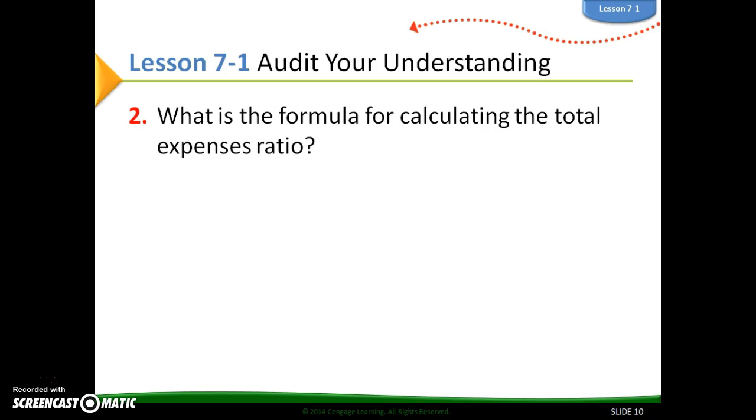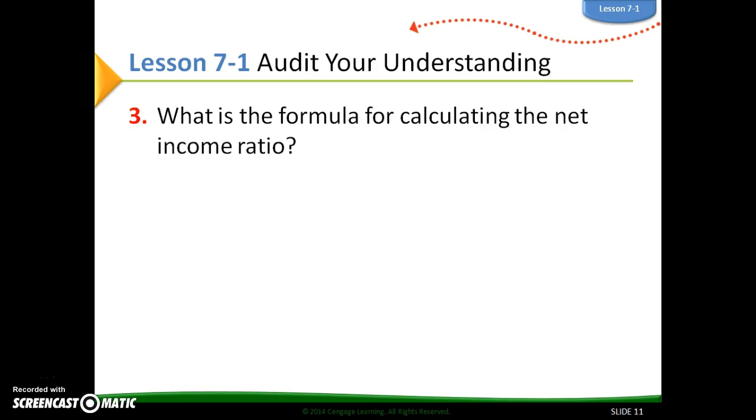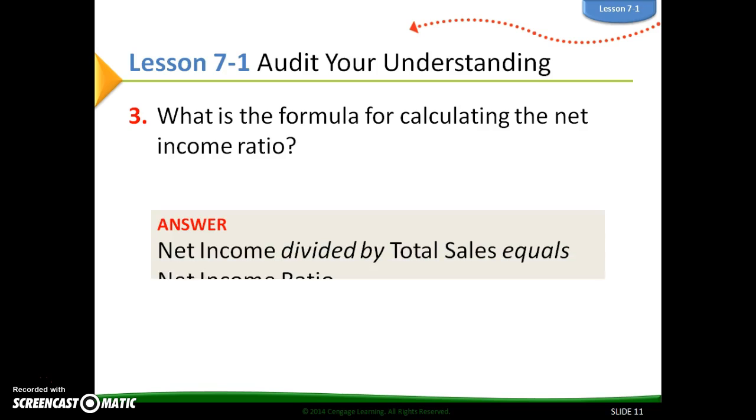Finally, let's look at the formula for calculating total expenses ratio. And remember, ratio is where we're comparing one thing to another thing. Total expenses divided by total sales gives us the total expenses ratio. And if we're looking at net income divided by total sales equals our net income ratio. Now, I am going to remind you, you really want to look at page 196 where it talks about the net income ratio and the total expenses ratio, because there's more information than what I shared with you that I believe you will find incredibly helpful as you move forward.